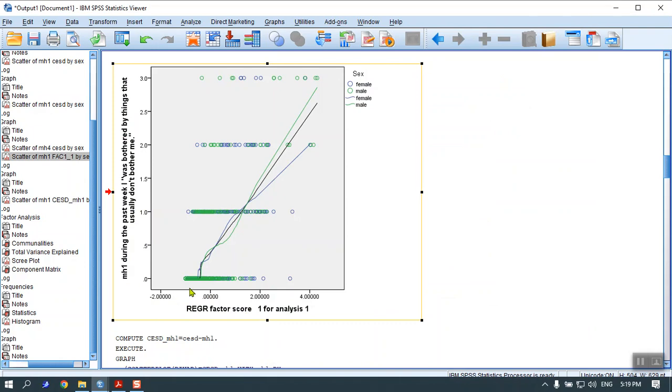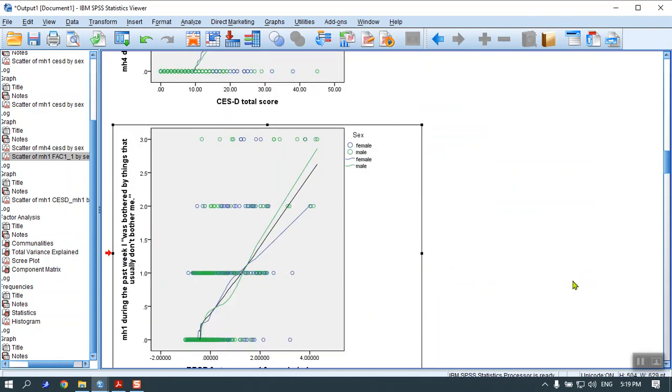The problem is trying to interpret this, because now it's in a z-score metric, etc. But it's good to start getting an intuition for this and to start working on it that way.